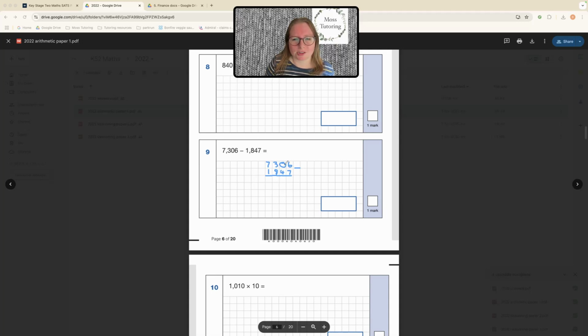So 6 take away 7 can't do. Let's take away from the 0. Oh, we can't do that either. So let's take away from the hundreds to make that 10. Then we're going to make that into a 9. So that's going to make that 16 ones. Take away 7 ones, which is 9. 9 take away 4 is 5. 2 take away 8 we can't do, so we're just going to do a quick bit of exchanging. So 12 take away 8 is 4, and 6 take away 1 is 5 in the thousands. To make our answer 5,459.